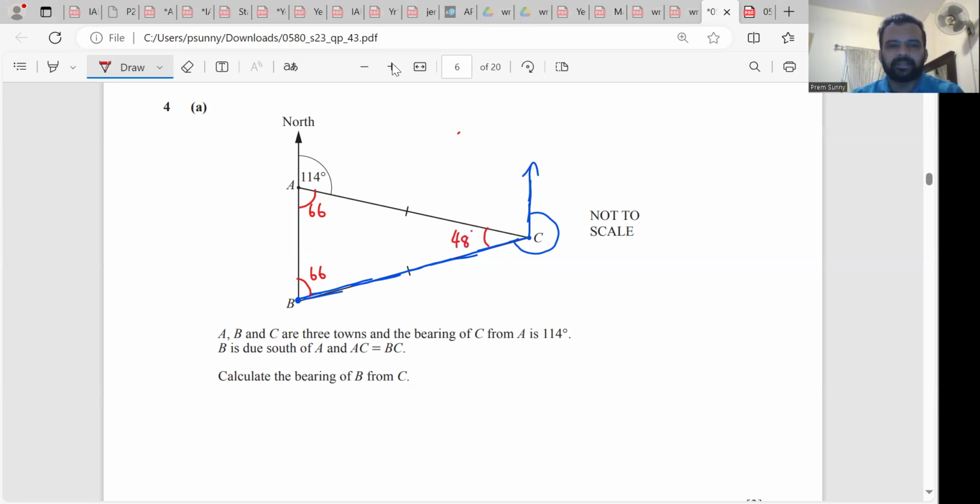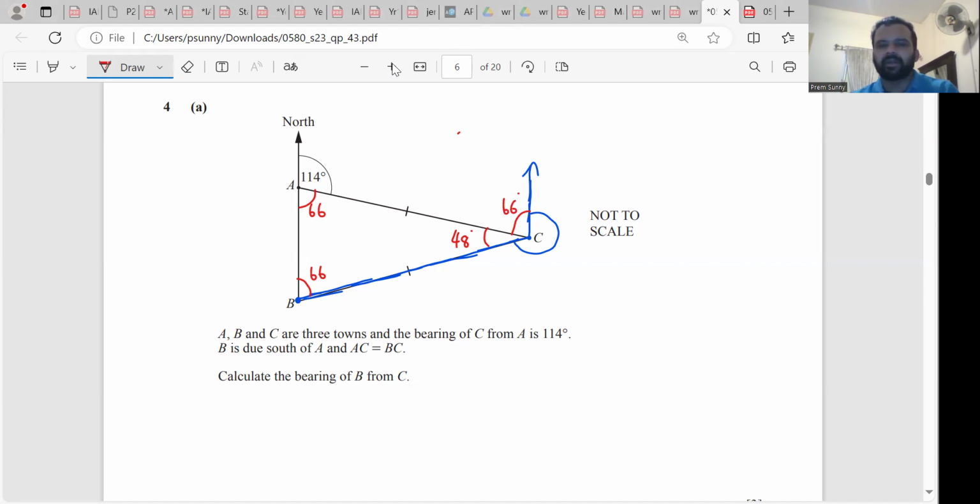Now we can see that these two lines are parallel and we have a transversal here. Transversal means a line cutting the parallel lines. We know about these two angles. They both are called allied angles, and we know that they should add up to give me 180 degrees. So from 180, if you subtract 114, you will get this as 66 degrees.